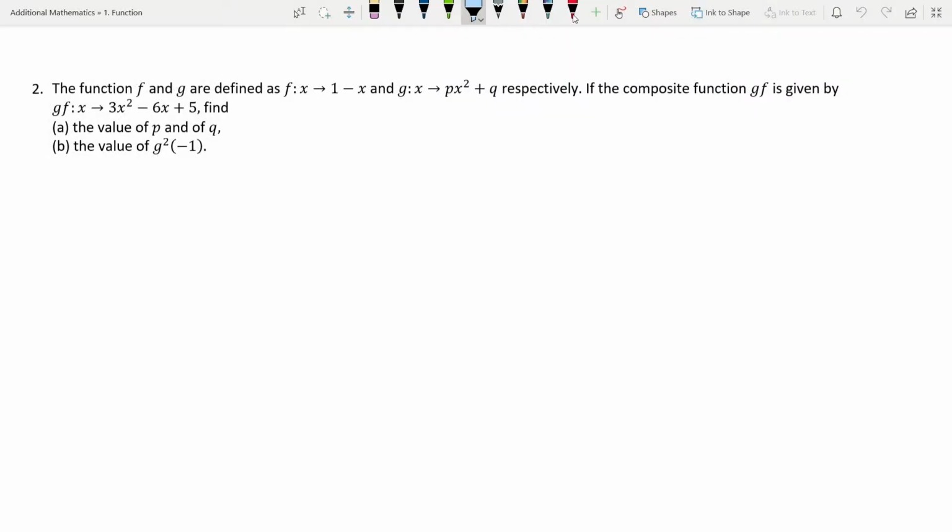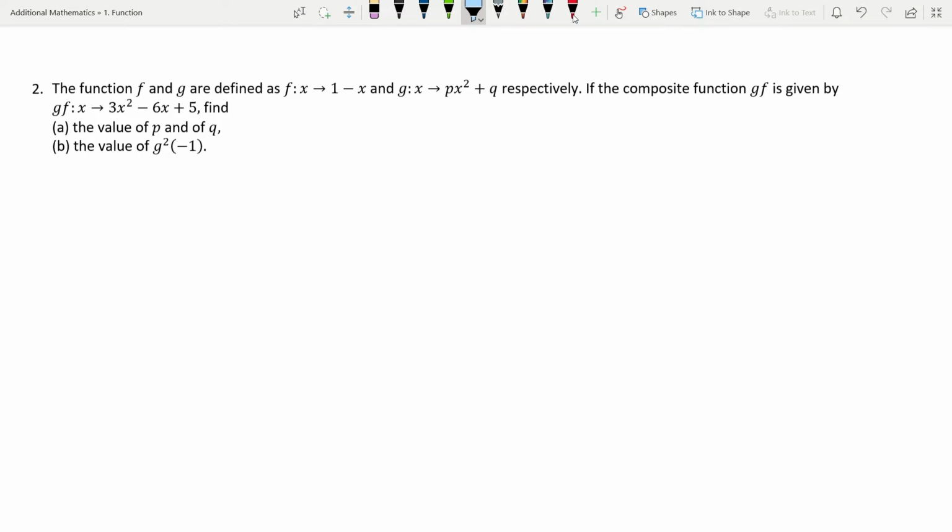Question 2. The functions f and g are defined as f such that x is converted into 1 minus x, and g such that x is converted into px squared plus q respectively. If the composite function gf is given by gf such that x is converted into 3x squared minus 6x plus 5, find the following.